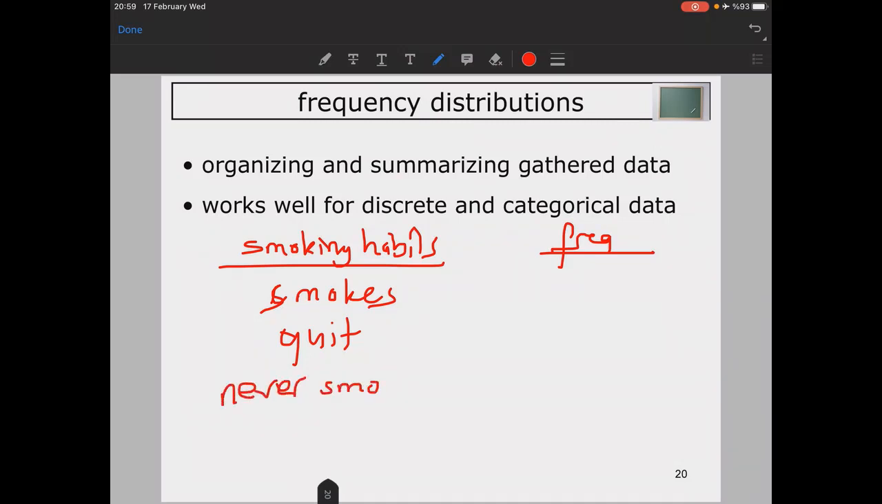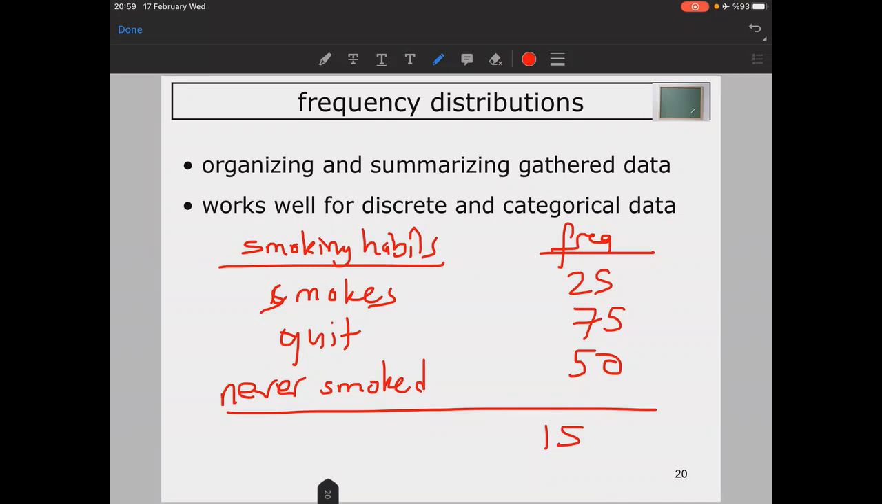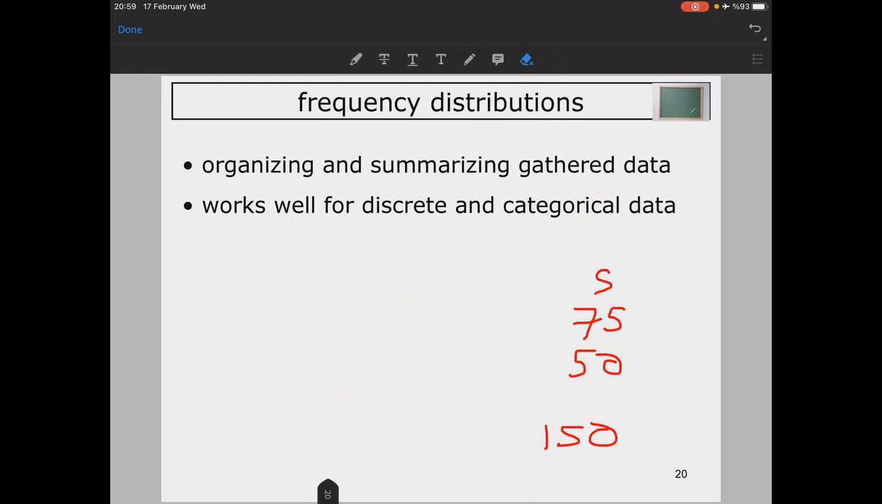Now we have 3 different categories, right? I mean, you cannot say one is far from the other one. It's not possible. It's categorical data, and you write the frequencies here, and you can see that it is 150 samples, for example. See, again, I summarized all my data. It's pretty useful for understanding what is going on. So that's the main idea about frequency distributions.